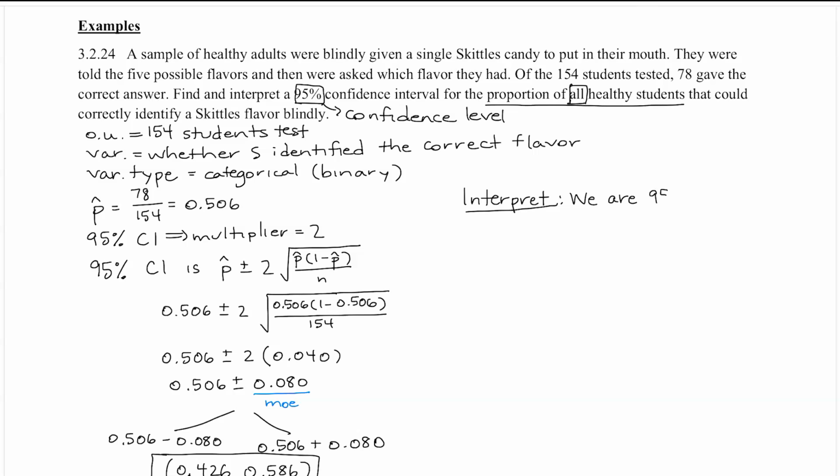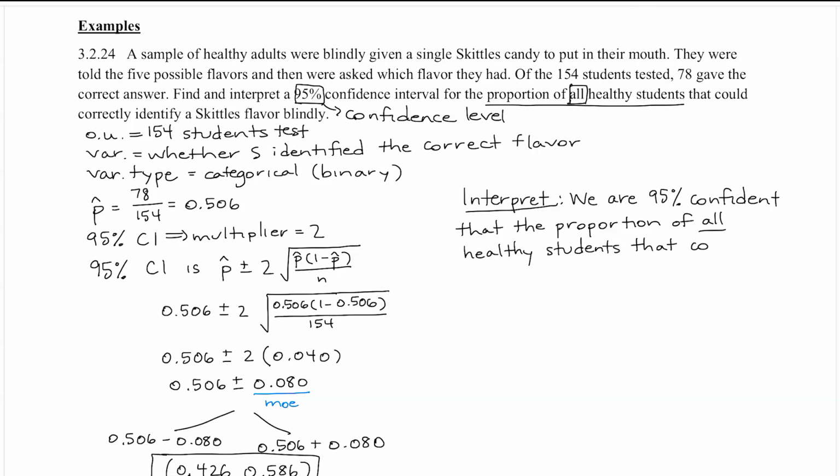Now, we should also interpret the confidence interval, and we're going to do several of these, but you'll start to see the pattern in the interpretation. We usually start with "we are blank percent confident," depending on the confidence level, in this case 95% confident. And then we identify what the parameter is, the proportion of all healthy students. So again, we are estimating the parameter that applies to the whole population. All is really important here.